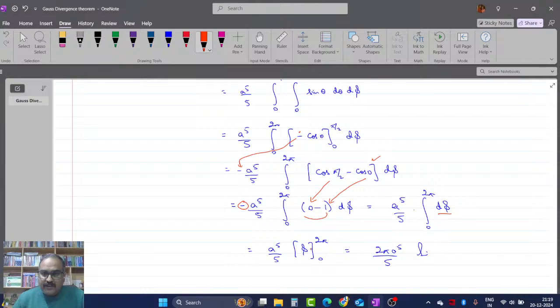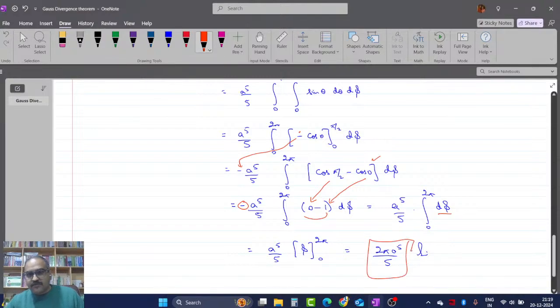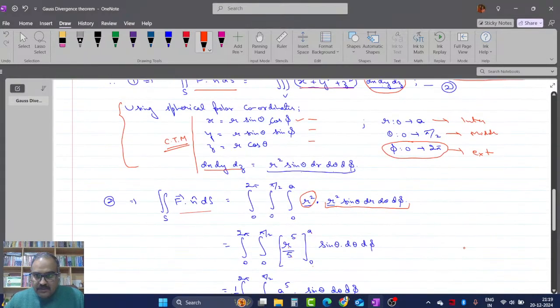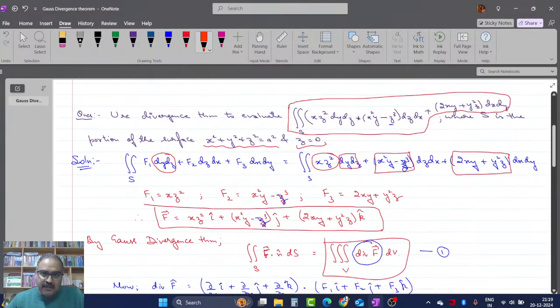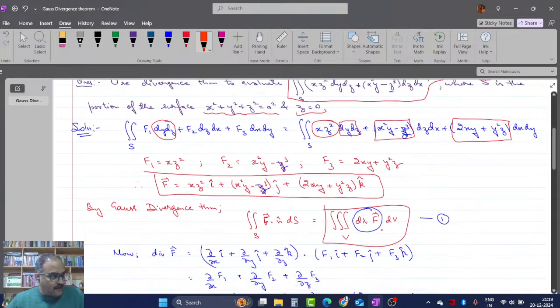Integration of d phi will be phi within the limit 0 to 2 pi. So upper limit minus lower limit, our net output will be 2 pi a raised to 5 by 5. That is your final answer. Okay. Now I have done this question for basically a sphere, a hemisphere. Okay. It can be a complete sphere. It can be any three-dimensional figure. Okay. This is a standard value that I have taken.